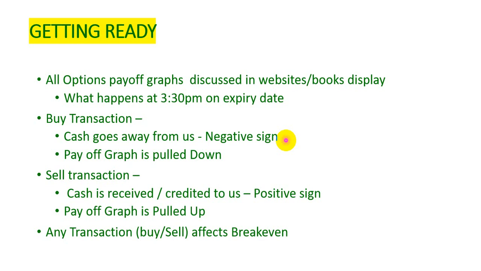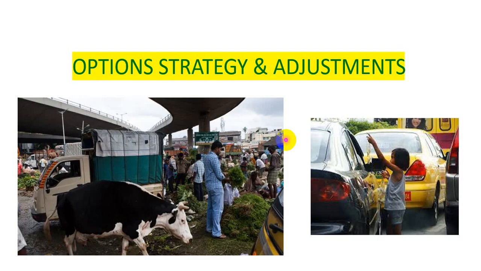Enough. Any buy transaction, cash goes away, it's a negative sign, and the payoff graph is pulled down. Any sell transaction, cash is received, the payoff graph goes up, and that is a positive sign. We have to account for it in the books of account: anything you sell, you receive cash, so you give it a positive sign. All transactions affect the break even. These 3 things we are going to use again and again. Coming to option strategies, this is the favorite thing now.